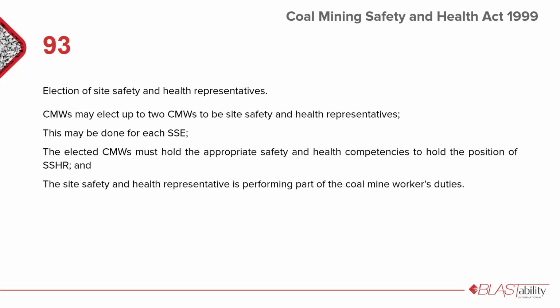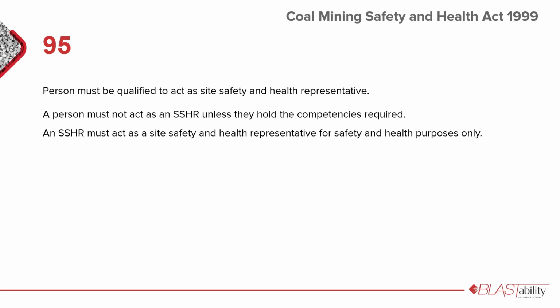93. Election of site safety and health representatives. Coal mine workers may elect up to 2 coal mine workers to be site safety and health representatives. This may be done for each SSE. The elected coal mine workers must hold the appropriate safety and health competencies to hold the position of SSHR, and the site safety and health representative is performing part of the coal mine workers' duties.